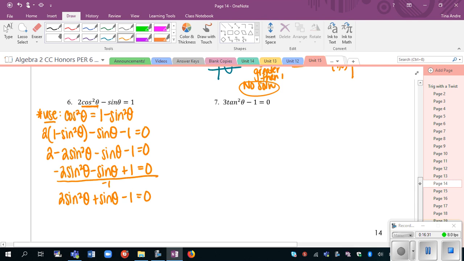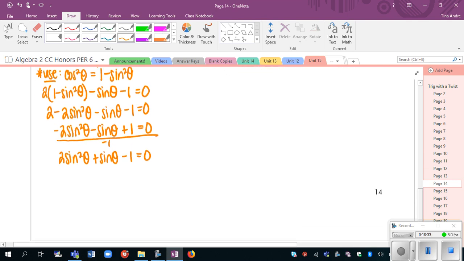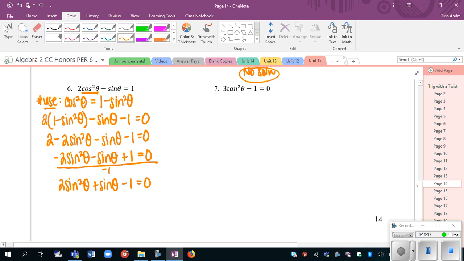And now I need to factor. So again, if you prefer, use the grid for factoring. You don't have to, but if you prefer it, you can use the grid. You can also just kind of use guess and check here. So think about you need to be able to multiply to 2 sine squared of theta, the first terms. Well, that means one of them is going to have to be 2 sine of theta. The other one's going to have to be sine of theta.